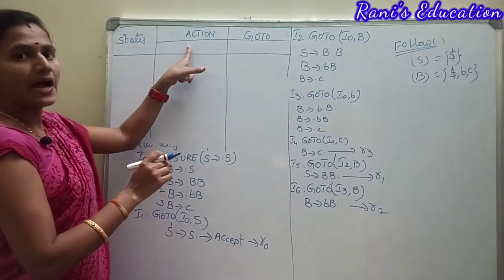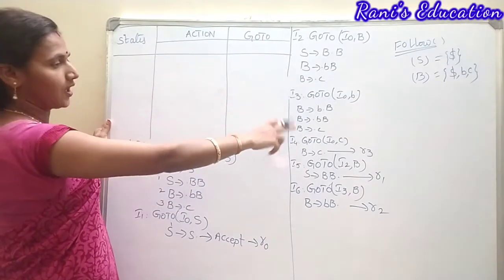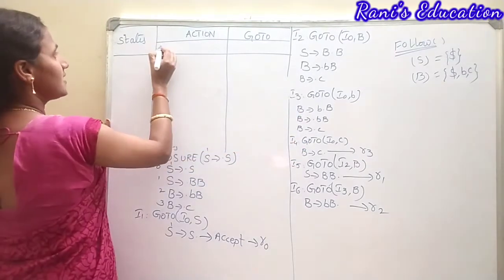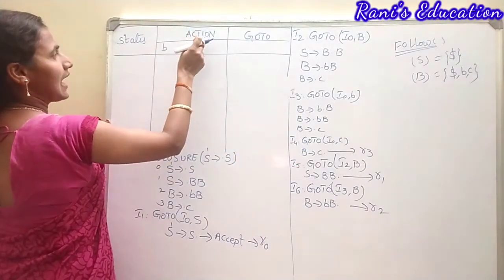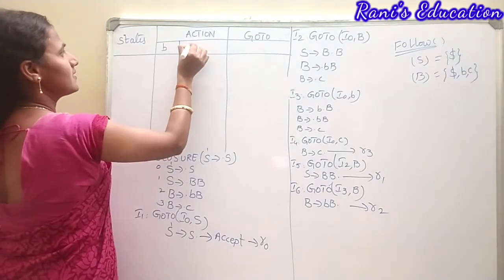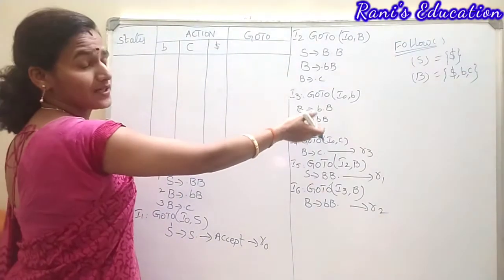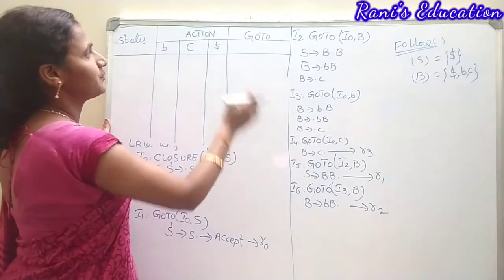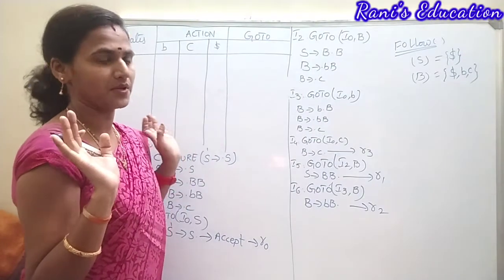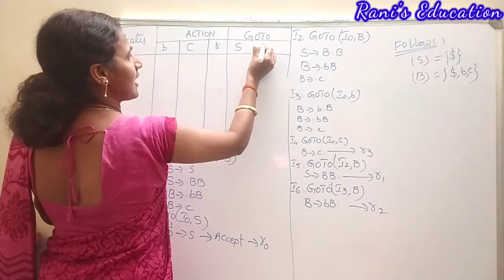Okay. So here the action part consists of the terminals of the given grammar including dollar. What are the terminals of the given grammar? b and c are the terminals. So you are going to define under the action part terminals only: b, c, and one more, dollar. No other terminals are defined in the given grammar, right? Now move on to the goto part. The goto part deals with only non-terminals. What are the non-terminals in the actual grammar? S and B.